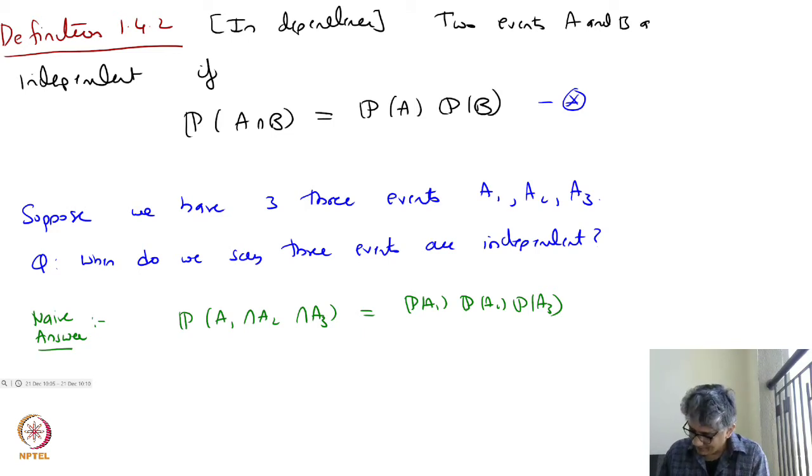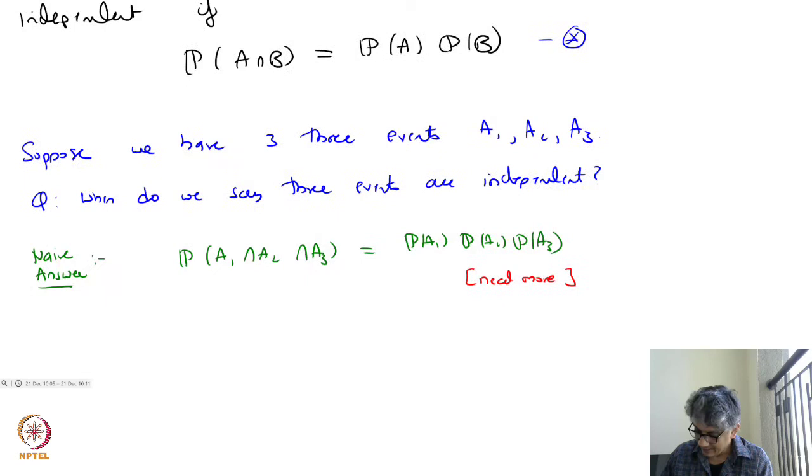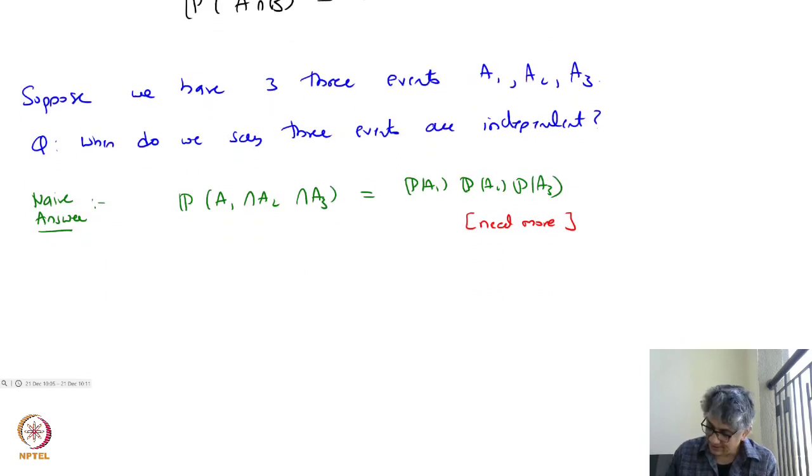So let's do a simple example to see that this may not be enough. You need more to assure three events are independent. So let's try and see a simple example. Let's do example 1.4.4.